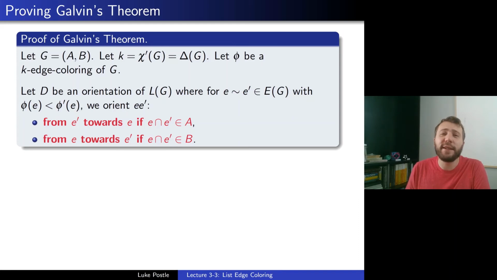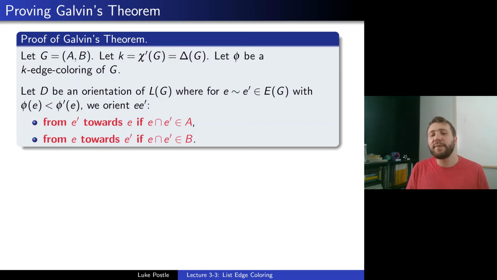Let D be an orientation of the line graph, where, again, we're doing coloring the line graph, so you actually want to orient the line graph. It's a little bit weird, but what does that mean? If I have two edges in the original graph that are incident with each other, E incident with E prime, I want to orient that edge in the line graph somehow. How do we do this?